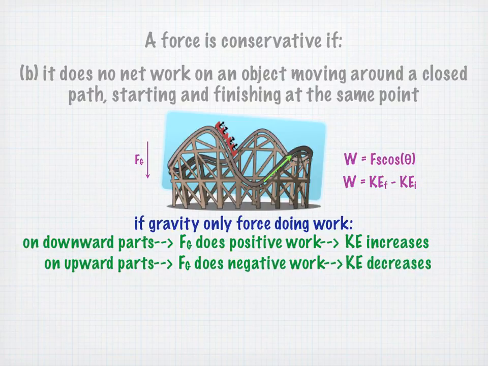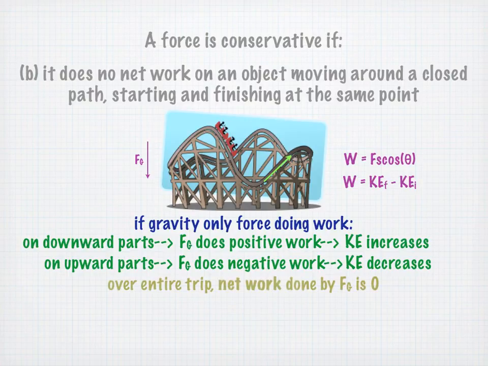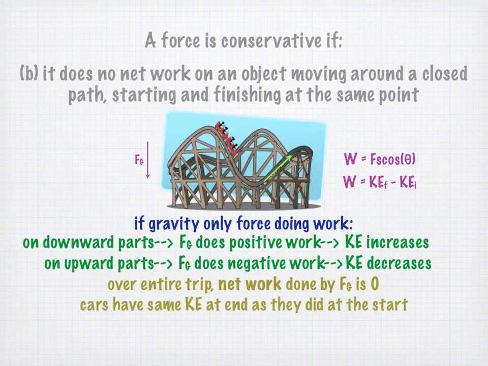Over the entire trip, making one complete loop, the gravitational force does as much positive work as negative work, so that the net work done by the gravitational force is 0. The roller coaster cars have the same kinetic energy at the end of the loop as they did at the beginning of the loop. Since the net work done on the cars by the gravitational force as they move around the closed loop is 0, the gravitational force meets this requirement of a conservative force.